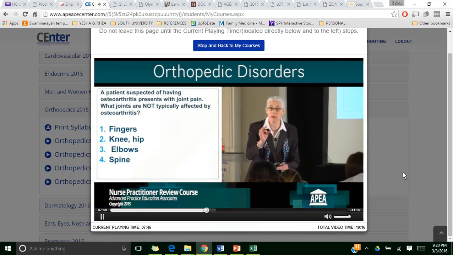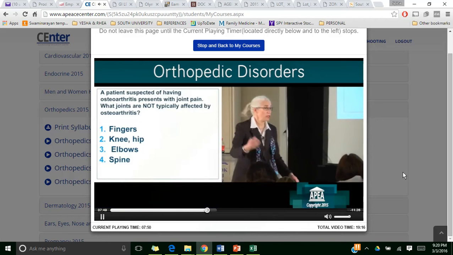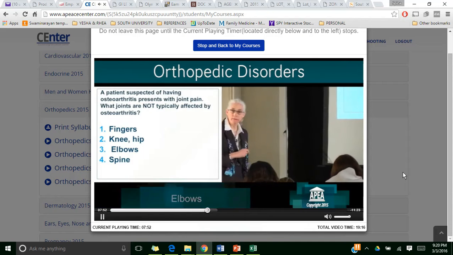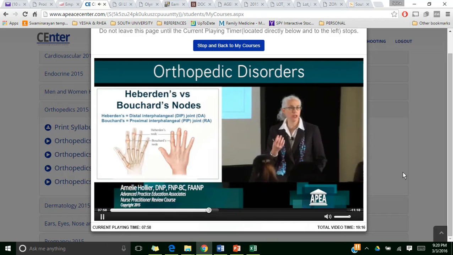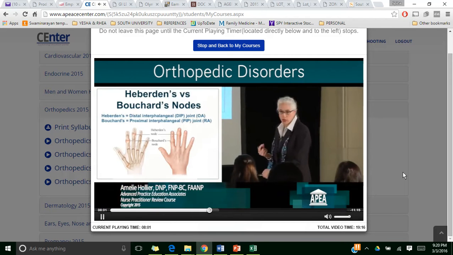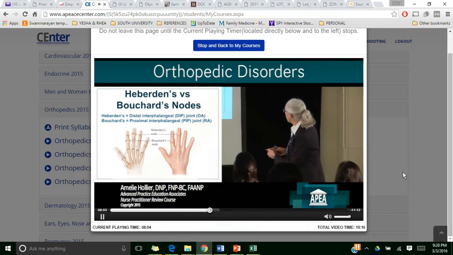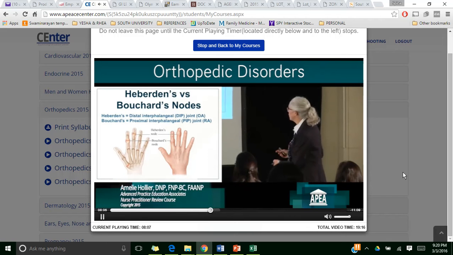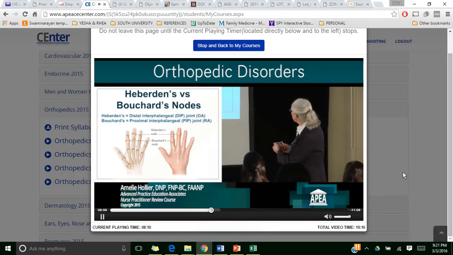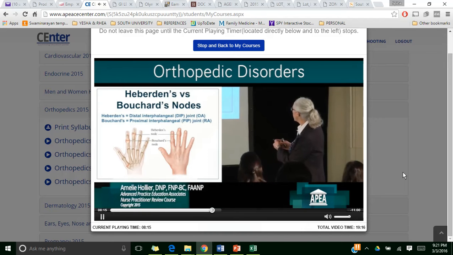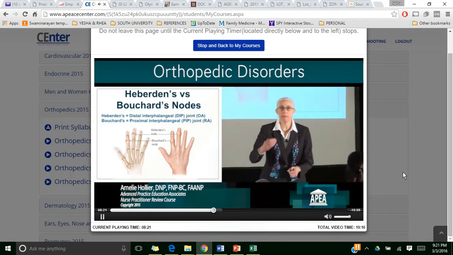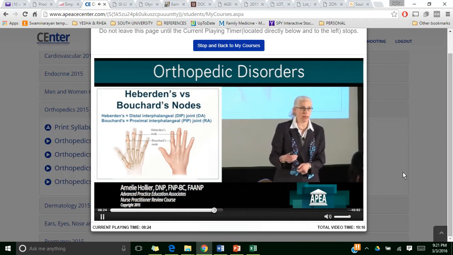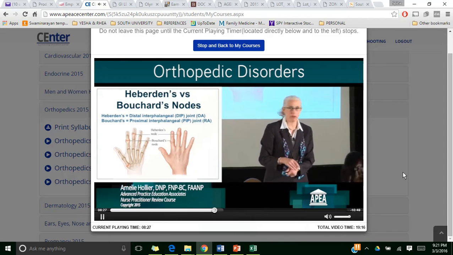There are two terms that I think you should be familiar with. One of them is called Bouchard's nodes, and the other is Heberden's nodes. When you look at this picture of the hand, I've got one of a hand with skin on it and one with just bones. I always remember that Bouchard's nodes affect the PIP joint right here, as opposed to Heberden's nodes that affect the DIP. An easy way to remember that, I guess it's easy, is that B comes before H in the alphabet, and proximal comes before distal. You got it? So that's the way my crazy brain remembers it.